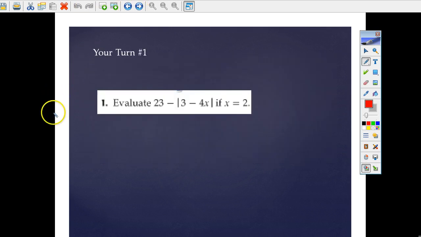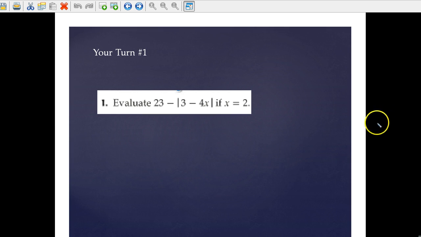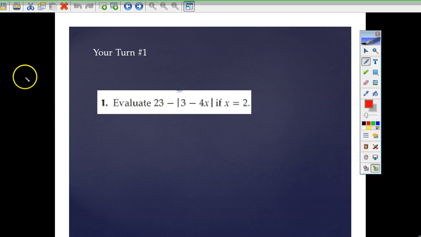Okay, so here's your turn, number 1. All you're doing is evaluating 23 minus the absolute value of 3 minus 4x if x is 2. So all you're going to do is 4 times 2, subtract that from 3, find the absolute value of that, and subtract that number from 23. Go ahead and do your turn number 1 and come back when you're done.